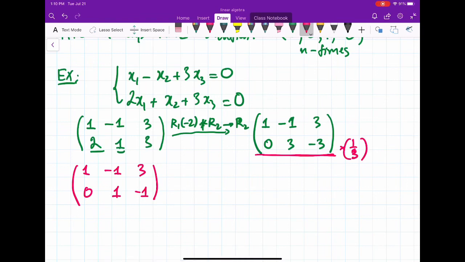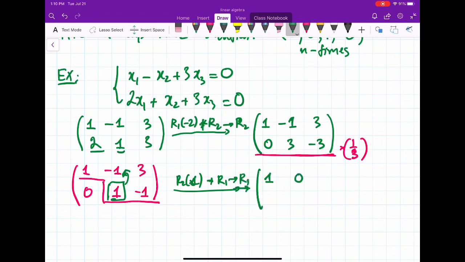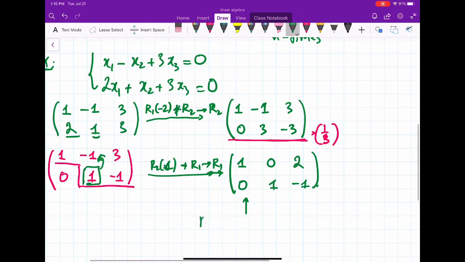Okay, now we need to do the backward step, so I need to get the reduced row echelon form. We have the echelon form like this. Now this is our leading element 1. I will make this one become 0. Just multiply the second row by 1 and then add to the first row. We have 1, 0, and just add to that, so I have 2 right here, and then 0, 1, negative 1. This is my reduced row echelon form.